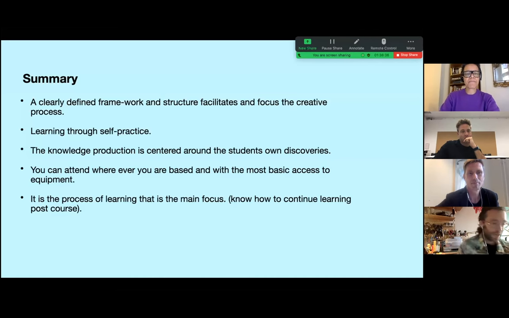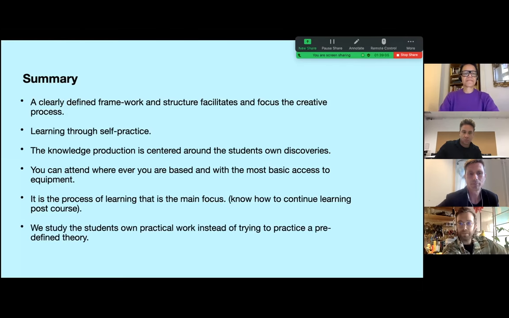And we also put a strong emphasis on the process of learning. How do you gain new knowledge that you feel is necessary for your practice? What do you need as a student, and how do you access that kind of knowledge? And then you need to go and do it yourself, because it's a self-practice course. But how do you access it, and how do you handle the process of doing it? We studied the students' own practical work instead of trying to practice a predefined theory, like we said before.